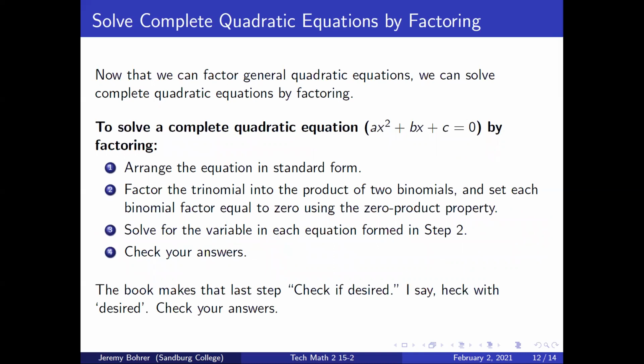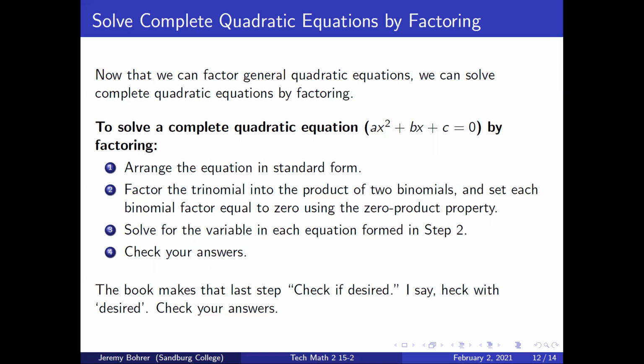Now that we can factor general quadratic equations, we can solve complete quadratic equations by factoring. To solve a complete quadratic equation, ax squared plus bx plus c equals 0, by factoring, first arrange the equation in standard form. Second, factor the trinomial into the product of two binomials, and set each binomial factor equal to 0 using the zero product property. Third, solve for the variable in each equation formed in step 2, and fourth, check your answers.